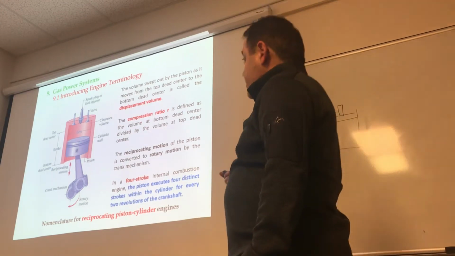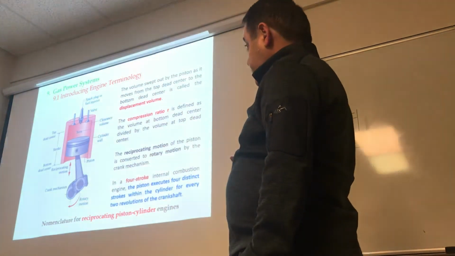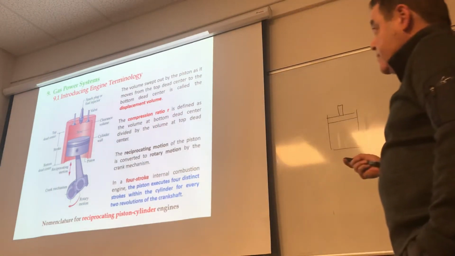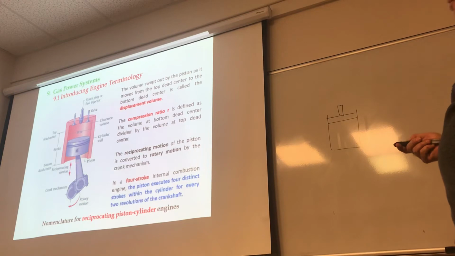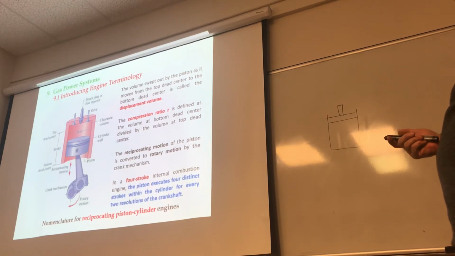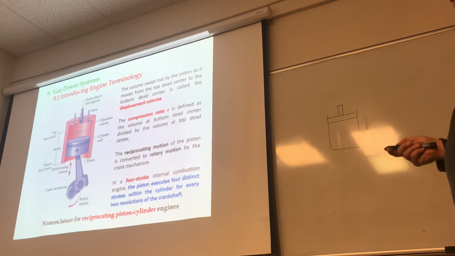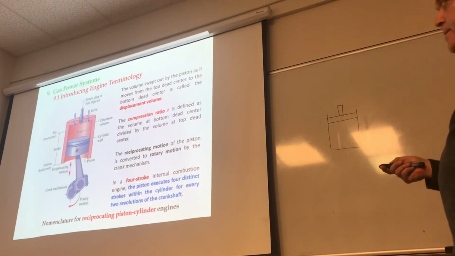The compression ratio, because you are operating between two pressures, the compression ratio R is defined as the volume at the bottom dead center divided by the volume at the top dead center. Compression ratio R, okay? So if this volume is 8 times this volume, we call it compression ratio 8, et cetera. The reciprocating motion, up and down, of the piston is converted to a rotary motion. And how do you do that? It's obviously through a crank mechanism.